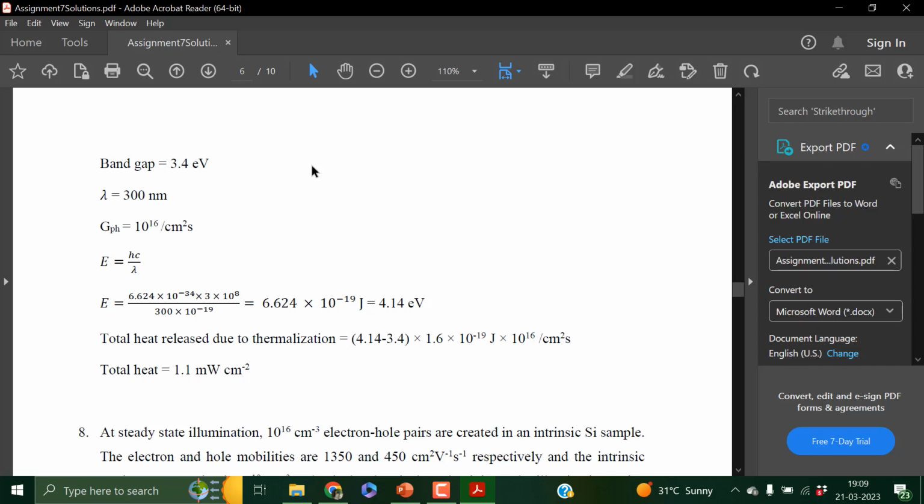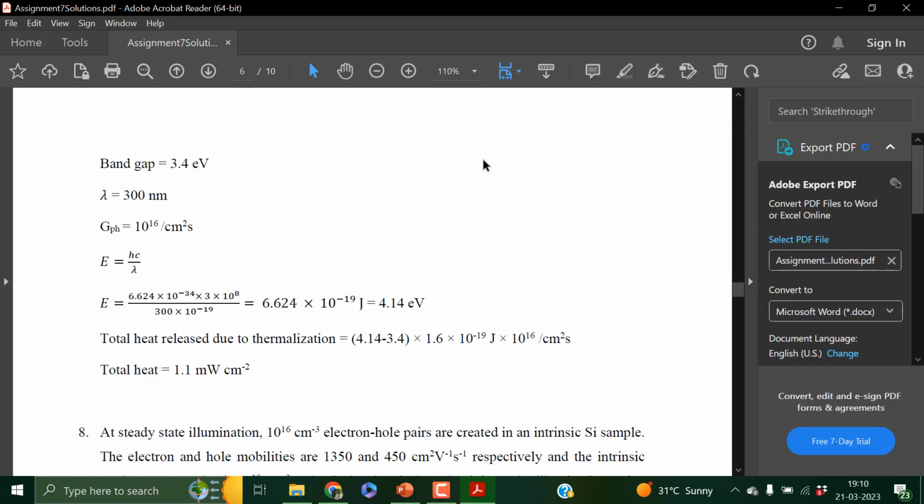Okay, 6.6 into 10 power minus 19 joules, right? Okay, so why is that hc by lambda? So basically E is 1240 divided by 300. So 4.13. For initial part E value, how much did you get? 4.13 electron volt, right? Okay, and total heat generated due to thermalization is such that band gap is given. So 4.14 minus 3.4 you have to calculate and convert them into joules into number of carriers, right?